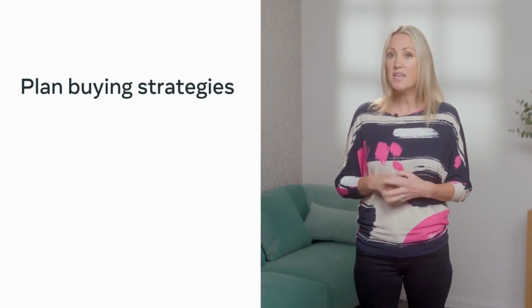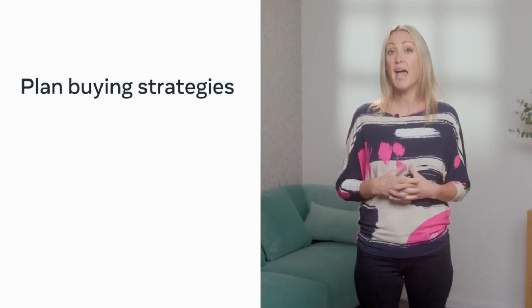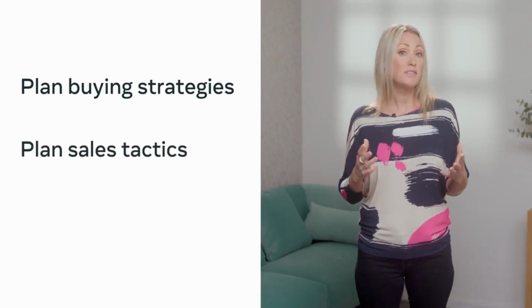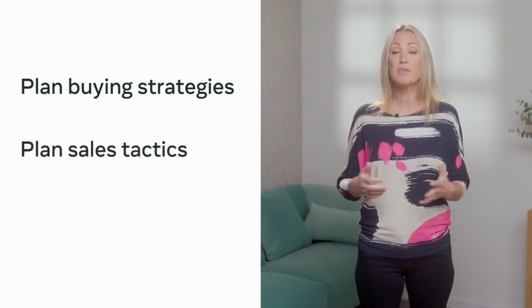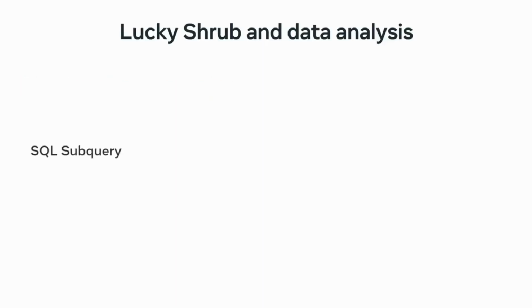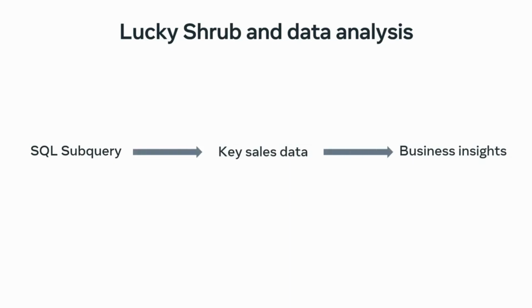For example, now that they know what their best-selling products are, they can continue to buy more of them. And they can buy less of the products that don't sell as well. They could even offer discounts on certain items to try and increase sales. So, to recap this process, Lucky Shrub create a SQL subquery to target the data they require. They then extract this data from the database through data analysis. And this data can then be explored further using more sophisticated queries to generate business insights.